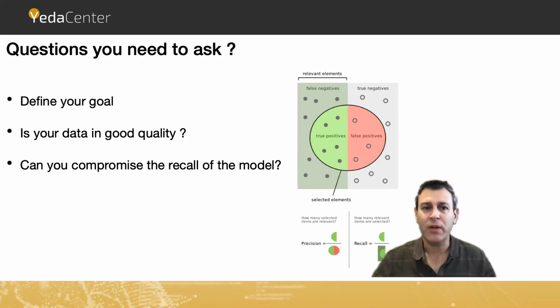Can you compromise the recall of the model? Meaning, is it okay if I identify fewer objects that I want to identify in the data? Because if it's okay, then maybe accuracy is more important than the recall, and I want to identify fewer objects, but if I identify an object, I need 90 plus precision or accuracy, that it's really an accurate result.